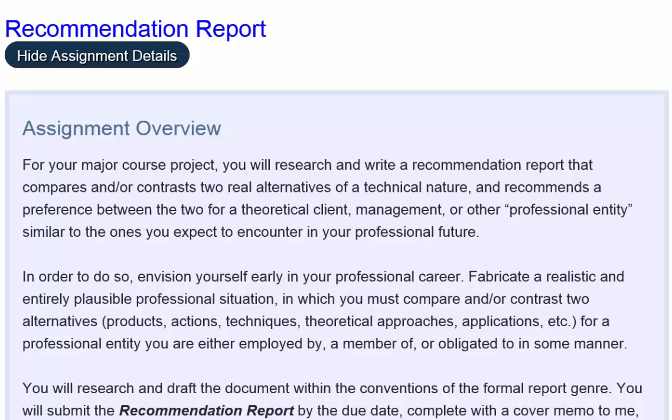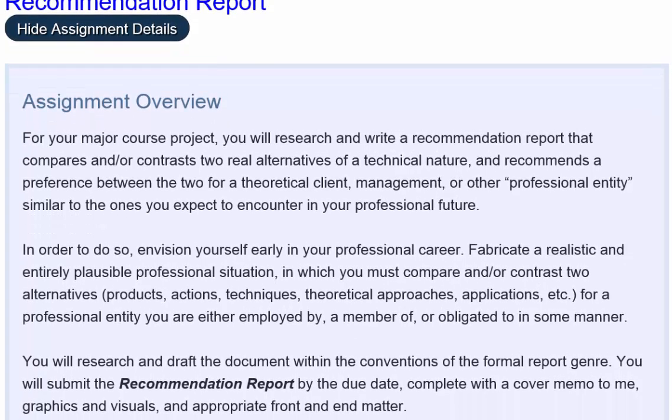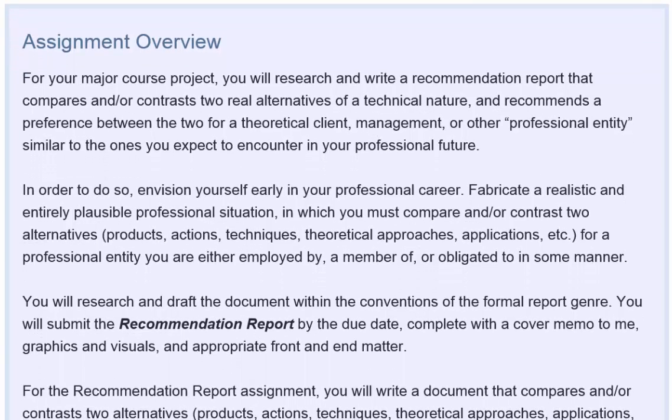So first, let's take a look at the recommendation report assignment instructions. This is the final project for the course. It's the project that the entire course has been building up to. So it's a very large scale project. It's going to be very time consuming, very work intensive, and it's worth a large percentage of your grade for the class. So of course you know by now that you can access the assignment instructions by the assignment instructions link in the course menu.